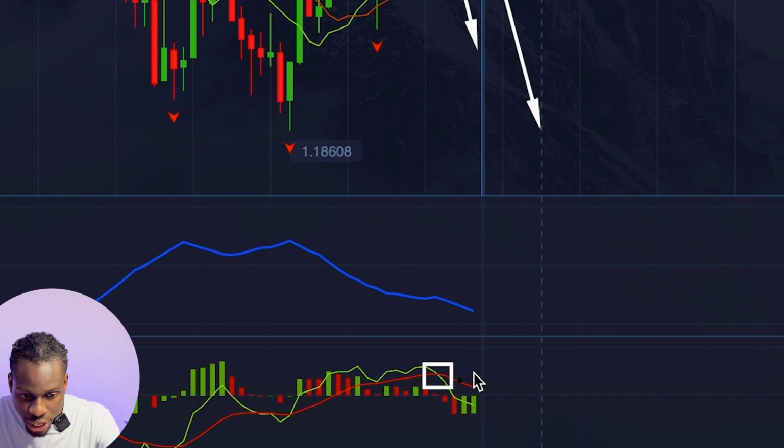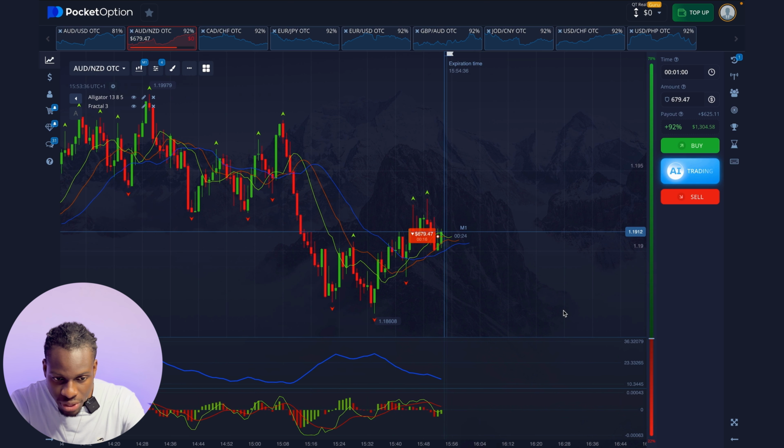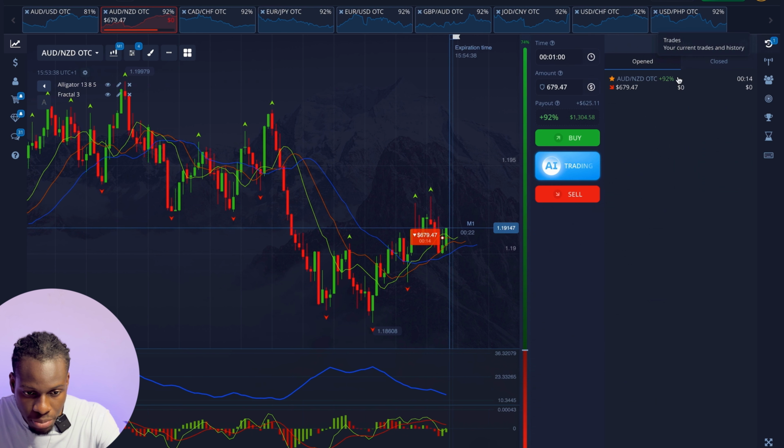We can see the volume changes, and we can see the intersection of the moving average lines. Let's see how this one plays out.